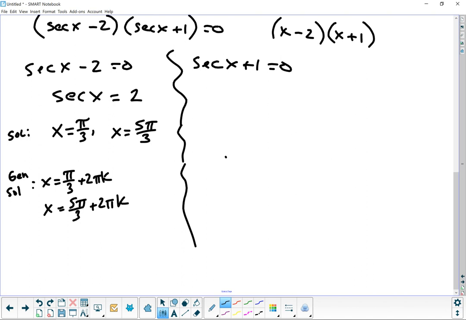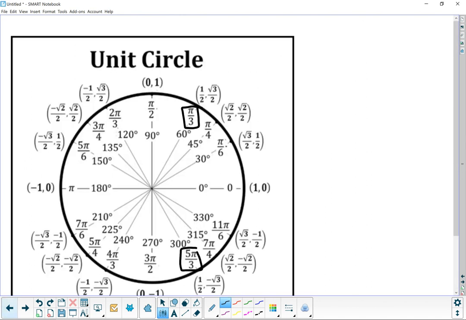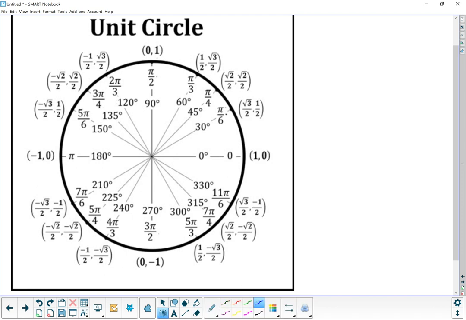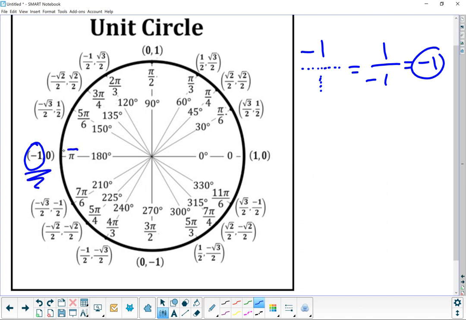Okay, secant x plus 1, we're going to subtract 1. So we want secant x equals -1. And remember, secant is a reciprocal of the cosine. So if we flip the cosine over, we want to get -1, right? So let's go back here and look for all the cosines. Remember, cosines are the x value. If we flip it, we'll get -1. Only one that works is this -1 here, because -1 is the same as -1 over 1, and if we flip it, we will get 1 over -1, which is still -1. So that's the only one, and it's pi.